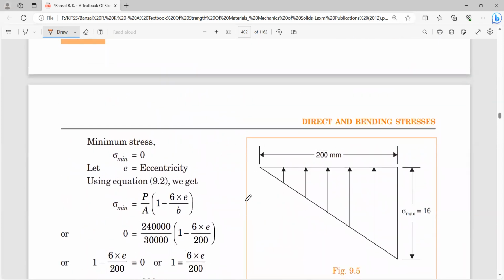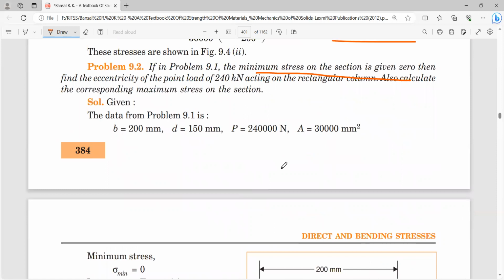The concept is only a simple concept. Maximum stress, that is P by A of 1 plus 6e by b, will be equal to direct stress plus bending stress. Minimum stress will be equal to direct stress minus bending stress. So this you need to remember. This is the basic concept, right?